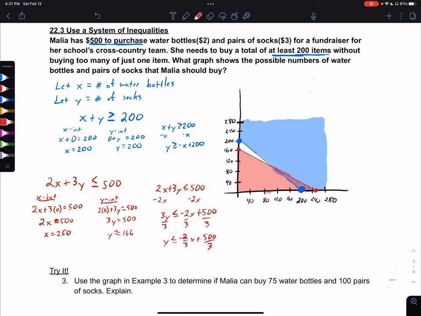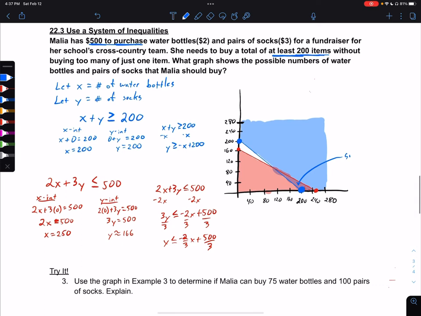And our solution is going to be in this overlapping region. So let's put a little arrow here, and that's where our solutions are. So the solutions are in the overlapping region. So the question was, what graph shows the possible numbers of water bottles and pairs of socks that Malia should buy? So we really just needed the graph, so we don't need specific numbers, but any combination in that shared overlapping region would be solutions.